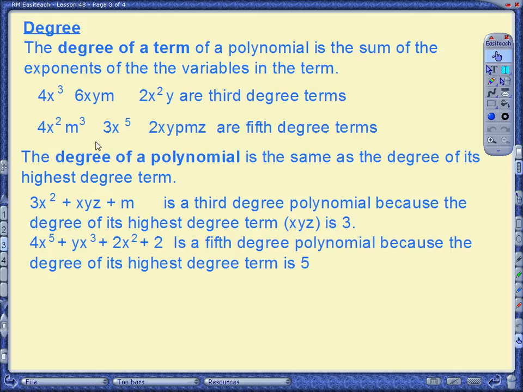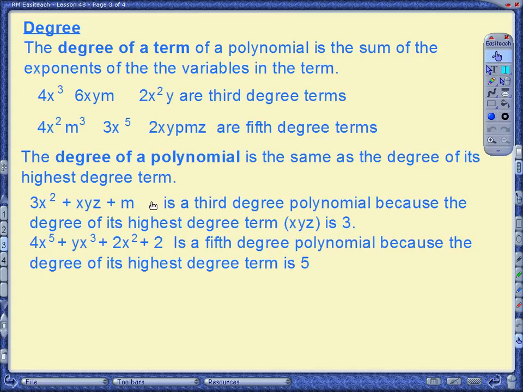These are fifth degree terms for the same reason. 2 plus 3 is 5. This has a 5. These all have exponents of 1. When we add them up, they equal 5. The degree of an entire polynomial is the same as the degree of its highest degree term.